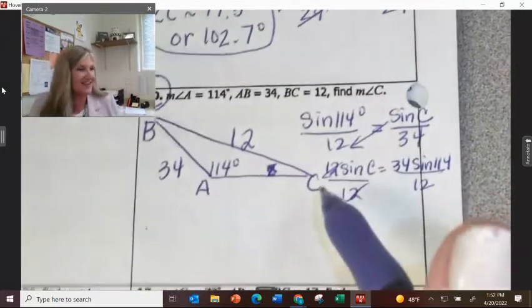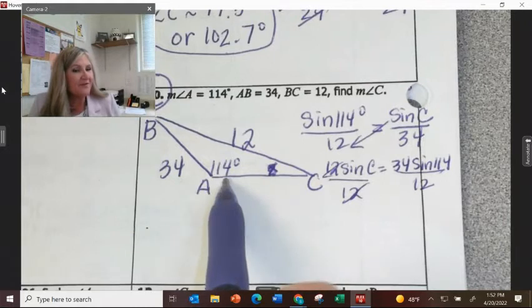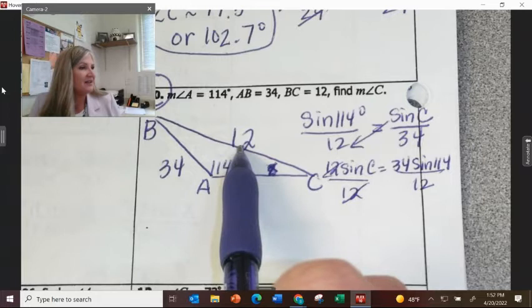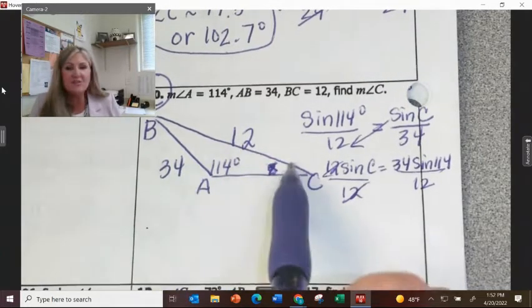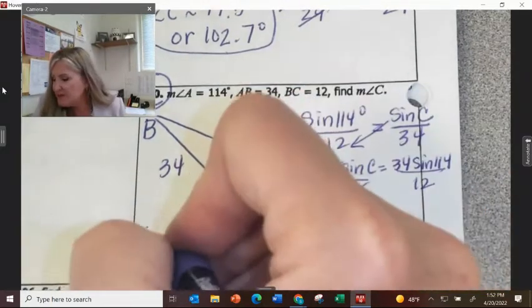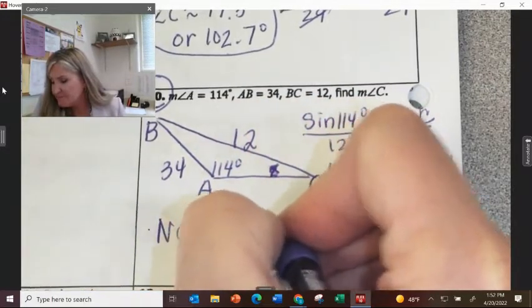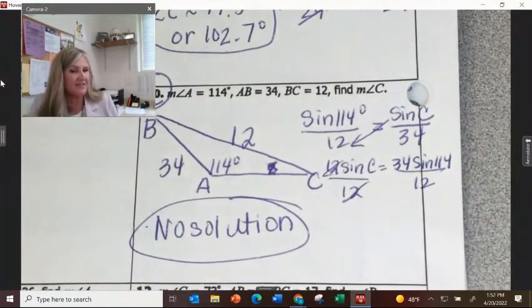Common sense, not even math, just common sense. If this is 114 degrees, what must be true of that side? It has to be the longest side, but that side is much longer. This would be impossible to happen, wouldn't it? So this is going to be no solution. It's impossible to have this situation. It's not going to work.